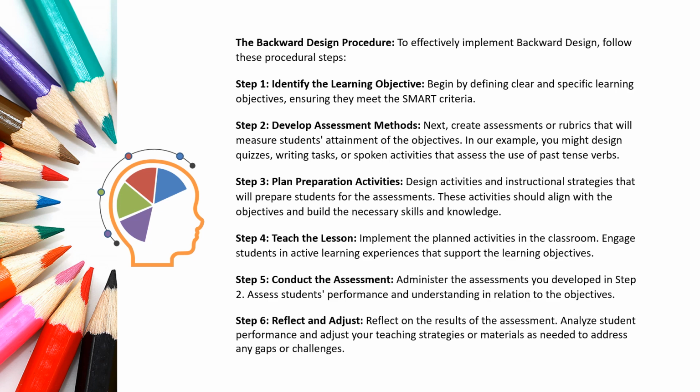1.2. The backward design procedure. To effectively implement backward design, follow these procedural steps. Step 1. Identify the learning objective. Begin by defining clear and specific learning objectives, ensuring they meet the SMART criteria. Step 2. Develop assessment methods. Next, create assessments or rubrics that will measure students' attainment of the objectives. In our example, you might design quizzes, writing tasks, or spoken activities that assess the use of past tense verbs.